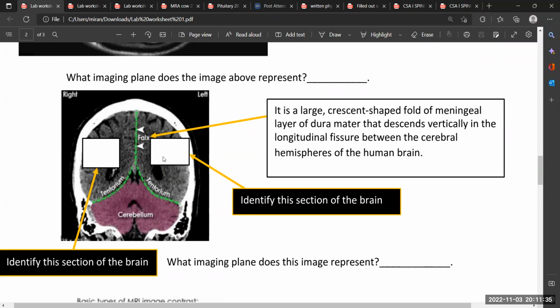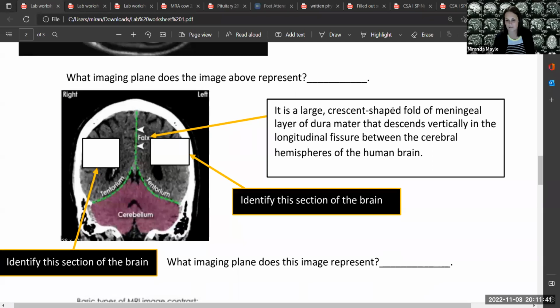Matter. Not quite. Cerebrum. Emmanuel got it. He put it in the chat. Cerebrum. Okay, so we have right cerebrum, left cerebrum. So remember, the main part of our brain is the cerebrum. The smaller part is the cerebellum.